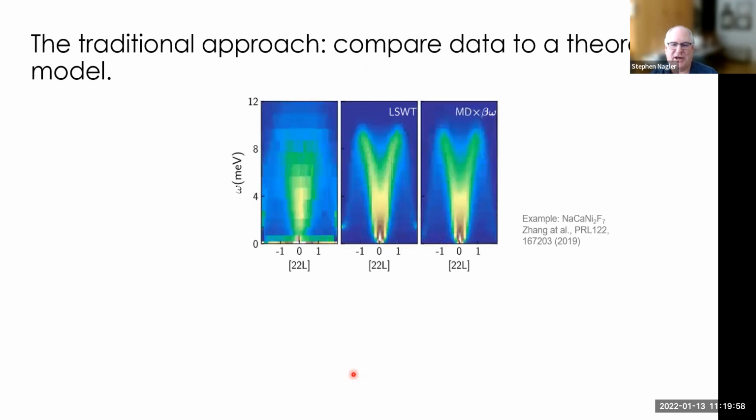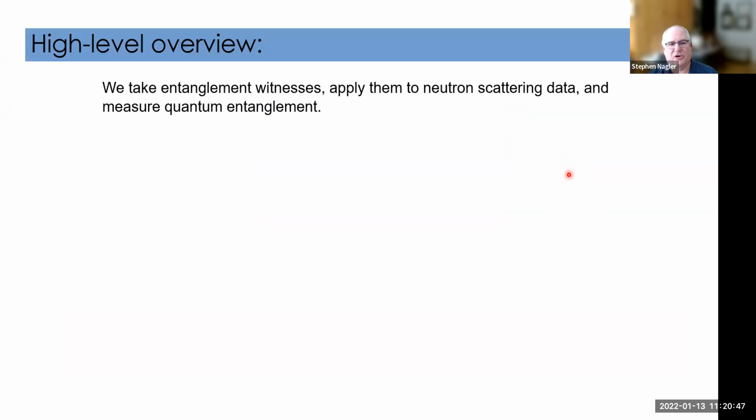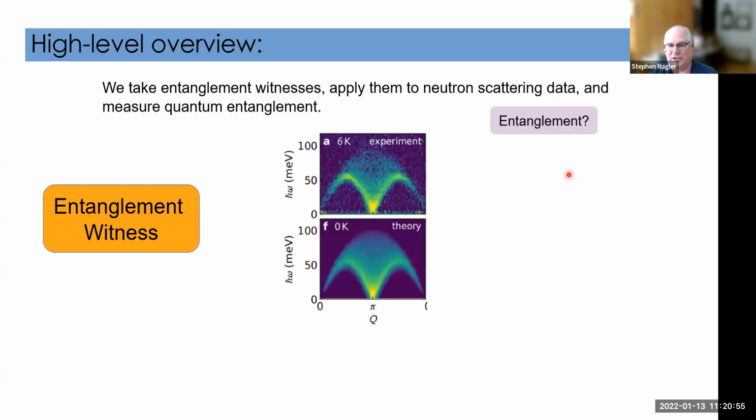Now, the traditional way of approaching any sort of problem in quantum magnetism where I measure a response function is I compare the data to a theory of some sort. So here's a recent example, picked almost out of the air, of a pyrochlore, where you see some data on the left. And here's linear spin wave theory, which is one model. Here's molecular dynamics, which is another. This isn't necessarily a quantum entangled system. I can get a good feeling for it. But sometimes it's difficult to get a good model for some arbitrary, highly entangled state. So what we're looking for here are various model-independent approaches, and we're trying to see how well they work in this system where we actually, from years of study, have a good idea what's going on. So the basic idea is we take entanglement witnesses, we apply them to neutron scattering data, and we see how entanglement comes out.